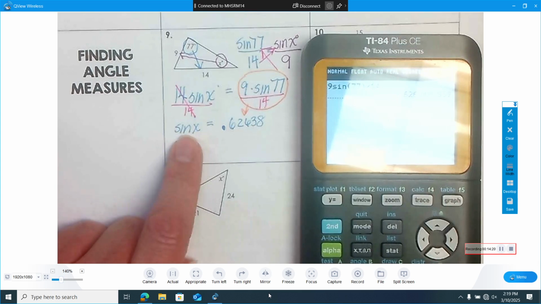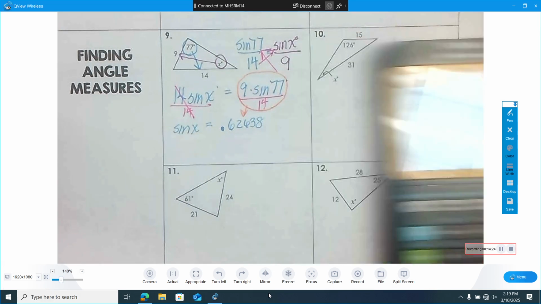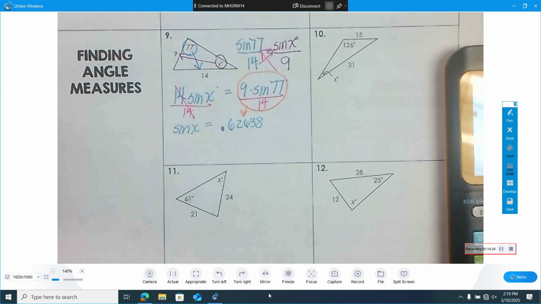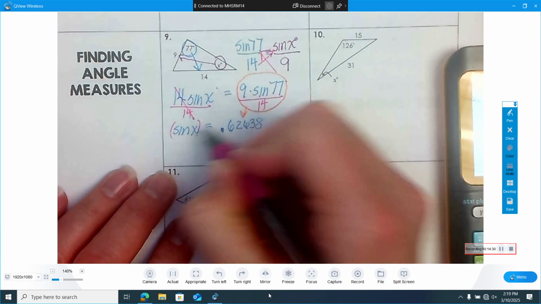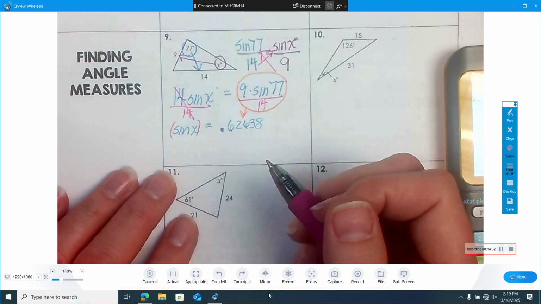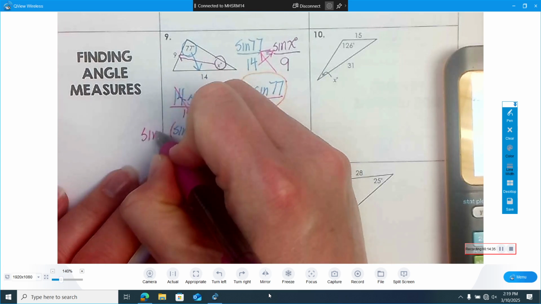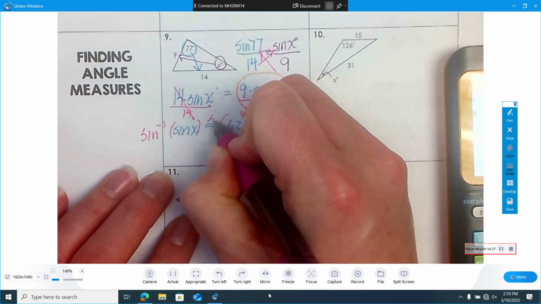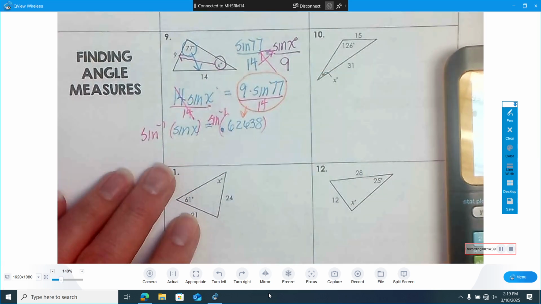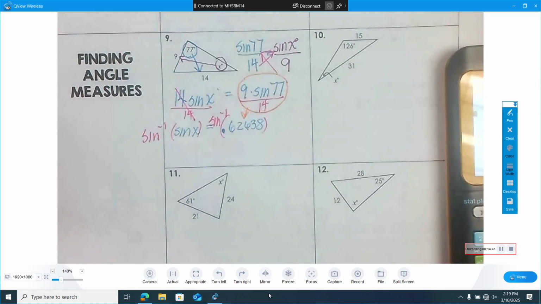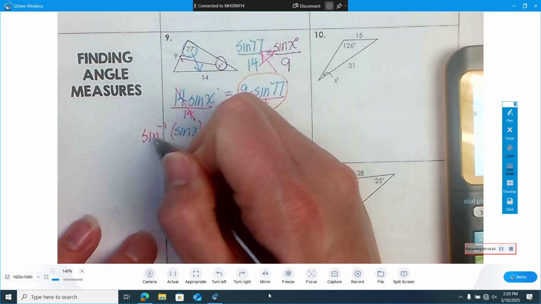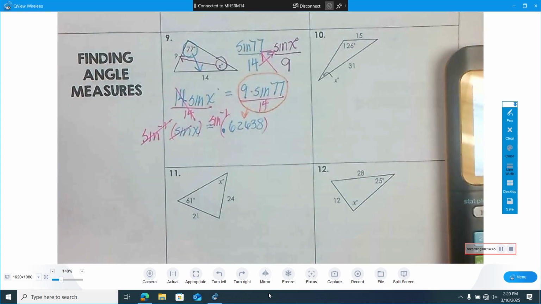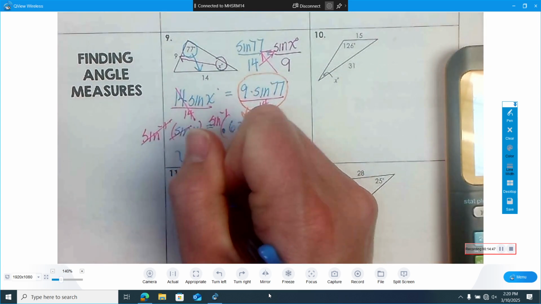But before I get there, right now the x is trapped inside a sine function. How do I get rid of that sine function? The opposite, which is called inverse. Yeah, sine inverse. So we're going to do the sine inverse of both sides. That undoes that crazy complicated sine function. So sine inverse and sine cancel one another out, leaving x alone.